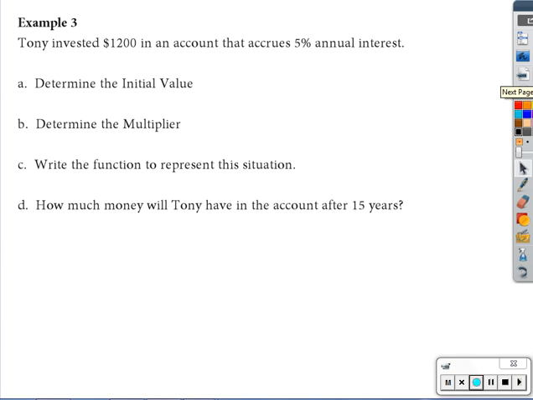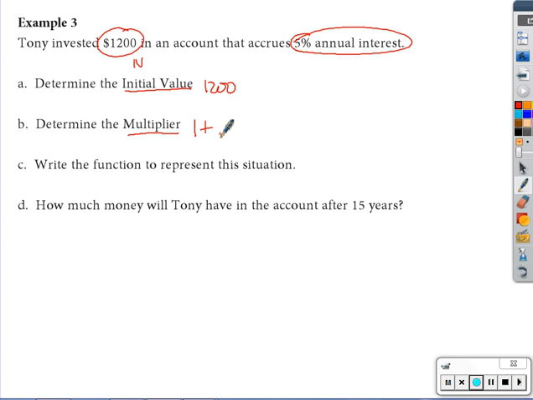Now an example problem. Tony invested $1,200 in an account that accrues 5% annual interest. So just like our first example, we're going to determine these pieces. What is the initial value? The initial value is how much he invested, $1,200. What is the multiplier? We're going to use the percent to get the multiplier. That's percent growth. So 1 plus 0.05. And again, I'm taking that 5 divided by 100 to get 0.05.